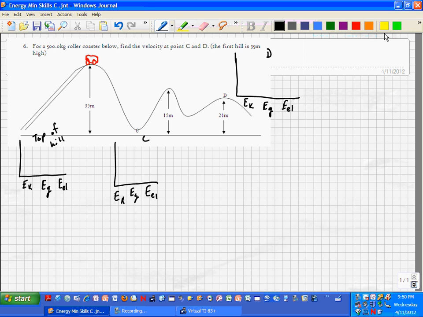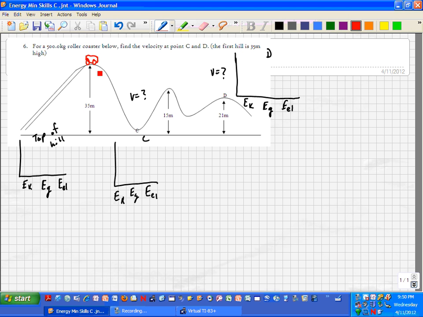Okay, what I'd like to do is problem number 6 from the last minimum skills. That would be semester 2, letter C. What we've got is a 500 kilogram roller coaster, and we want to find the velocity at point C, here, and at point D, the velocity here. First thing we're going to do is keep track of all the energy transfers. So we're going to make our bar graphs for energy transfers.